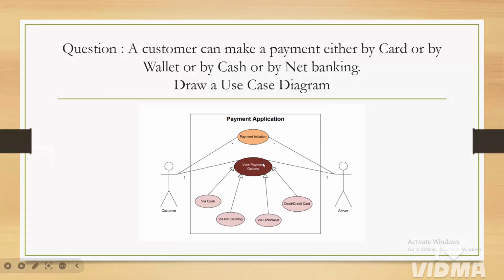Here the customer is the primary actor, and the server is the secondary actor. The primary actor is always the one initiating the work. So the customer will be initiating the payment, and the server will be supporting to complete this task. For this, the customer will get one user interface, the payment options.